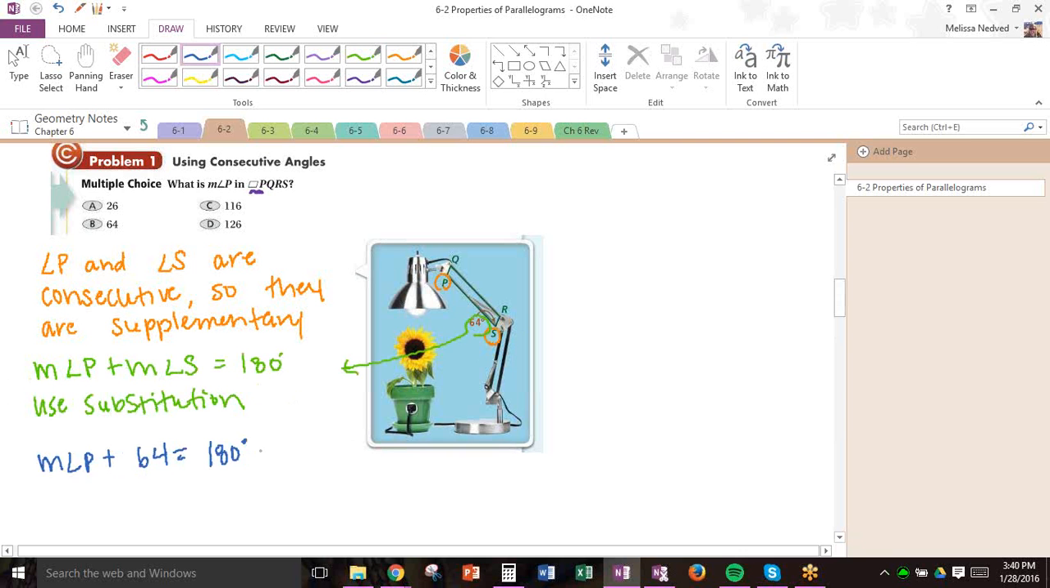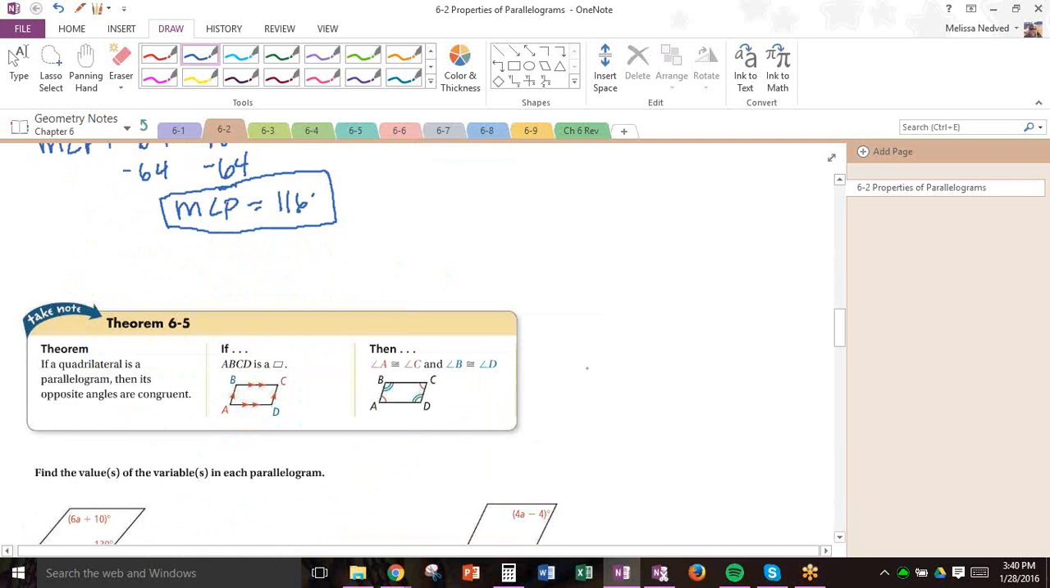I've got one equation, one variable, that's my angle P. So we can solve by subtracting 64 from both sides to get angle P by itself. And we get the measure of angle P is equal to 116 degrees. That's that first property of parallelograms that says, in a parallelogram, consecutive angles are supplementary. We can check that by saying, hey, angle P plus angle S should equal 180, well, 116 plus 64 does in fact equal 180, so we've checked our work and we're good. So consecutive angles are supplementary.